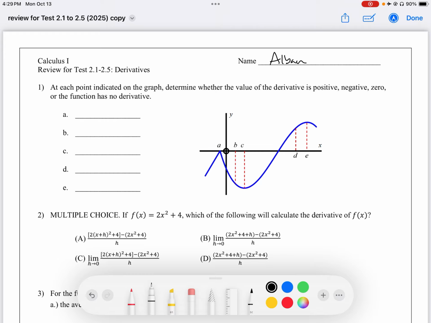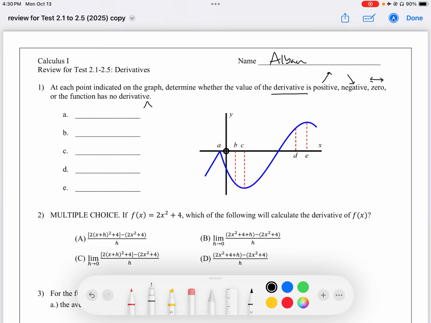Okay, at each point indicated on the graph, determine whether the value of the derivative is positive, negative, zero, or the function has no derivative. Well, we're looking for the original function to be increasing, decreasing, maybe constant or have a horizontal tangent, or perhaps have a corner or something, right? That way we can look at the derivative. So this is testing your understanding of how the derivative relates to the original function.